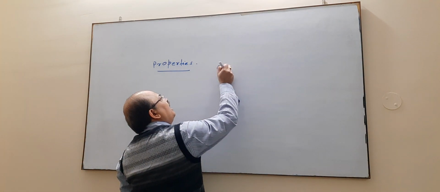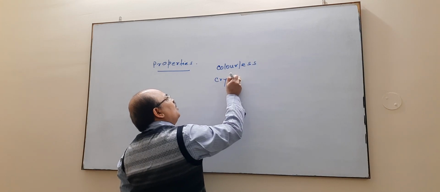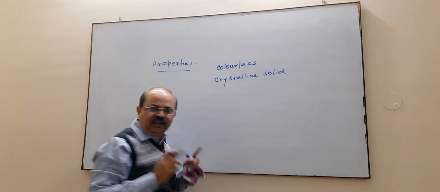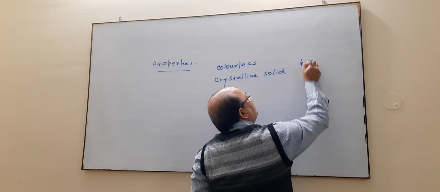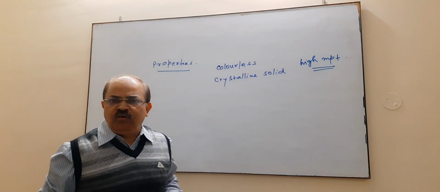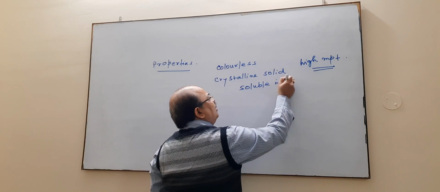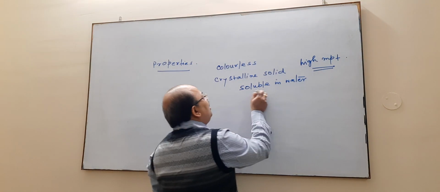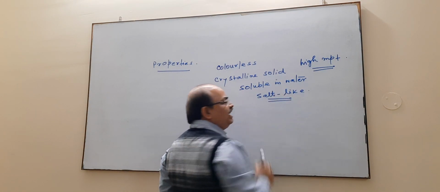They are colorless in nature, crystalline, solid, with a high melting point. इनका melting point काफी ज़्यादा होगा. They are soluble in water. They have salt-like character, or you can say they have salt-like structure.